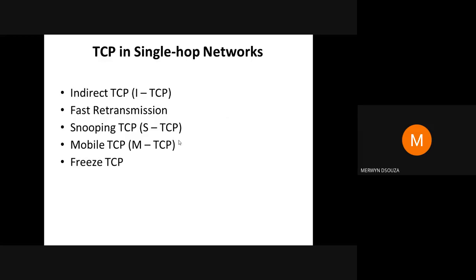Then the third method is going to be snooping TCP, also called STCP, mobile TCP, also known as MTCP, and freeze TCP. So all these five methods come under TCP in single hop networks. So we are basically looking at performance improvement of TCP in mobile networks. For today, we'll study the first method, that is indirect TCP, also known as ITCP.